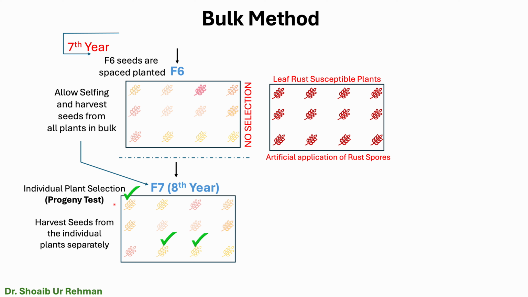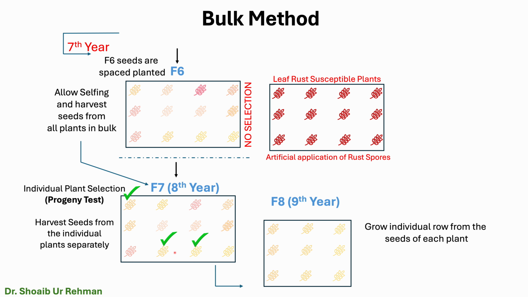So you should harvest the seeds from the plants separately, as you can see, from this plant and from this plant and from this plant. Use the seeds from only these plants to move forward into the F8th generation or the ninth year. So as you can see, we have harvested seeds from this plant, and again in the next year we have planted the whole line from the seeds of a single plant. Again, we have selected the seeds from this plant and we planted another line from the seeds of that plant. Similarly for the third plant as well. Or you can see that we should grow individual rows from the seeds of each plant.